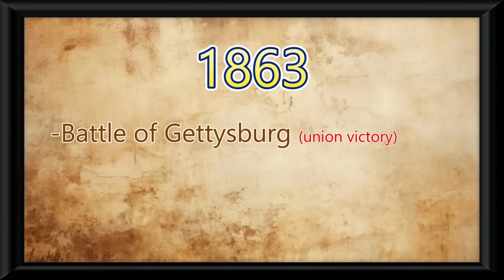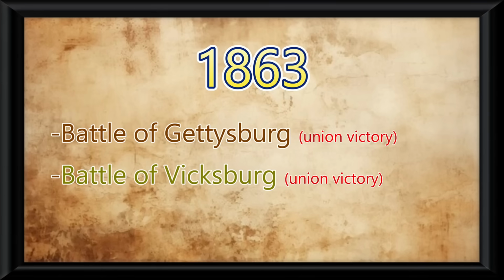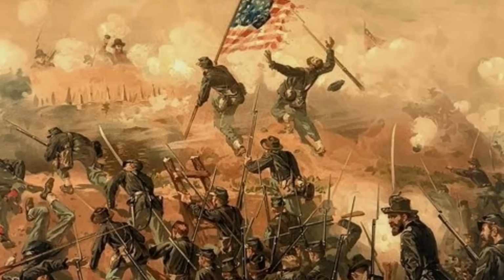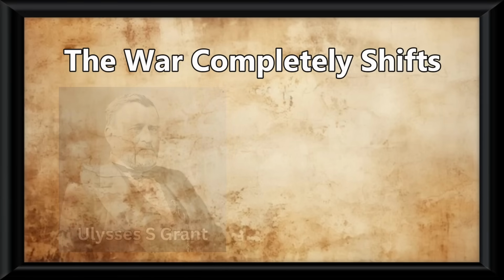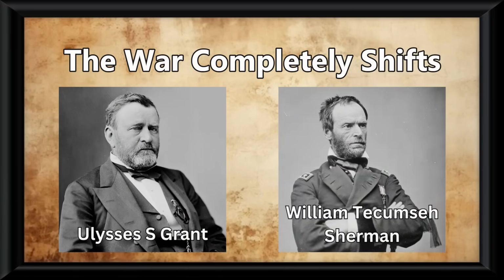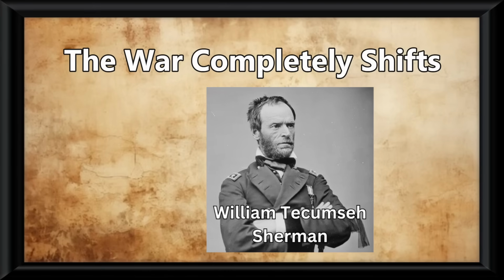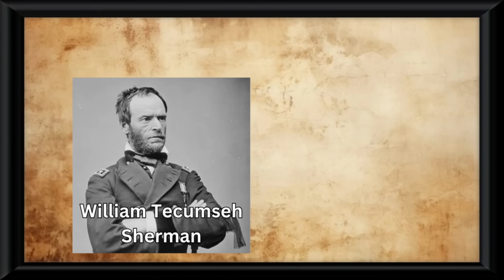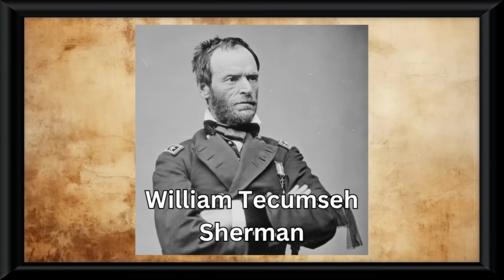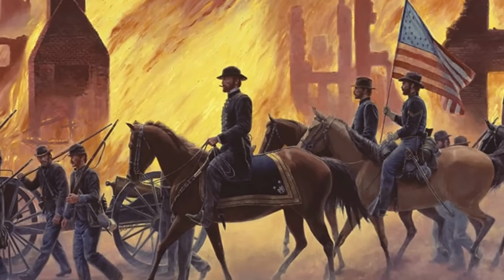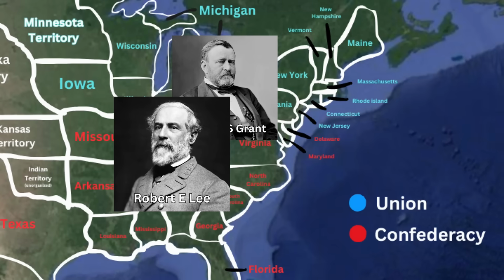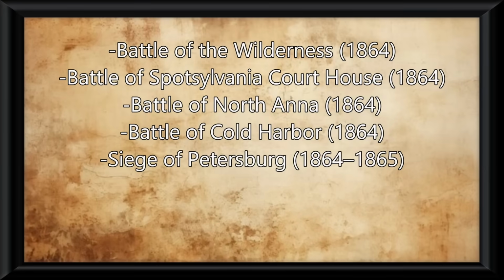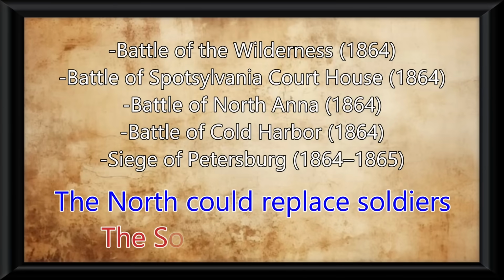And around the same time, Ulysses S. Grant won the Battle of Vicksburg, giving the Union complete control of the Mississippi River and splitting the Confederacy in half. So now the war completely shifts. Grant is promoted, and he brings in William Sherman, who introduces something known as total war. This guy truly was unbelievable. Sherman burned everything in his path through Georgia, destroying crops, railroads, and entire cities in his, quote, march to the sea. Meanwhile, Grant takes on Lee directly, hammering the Confederates with non-stop battles, knowing that the North could replace soldiers, but the South really couldn't.